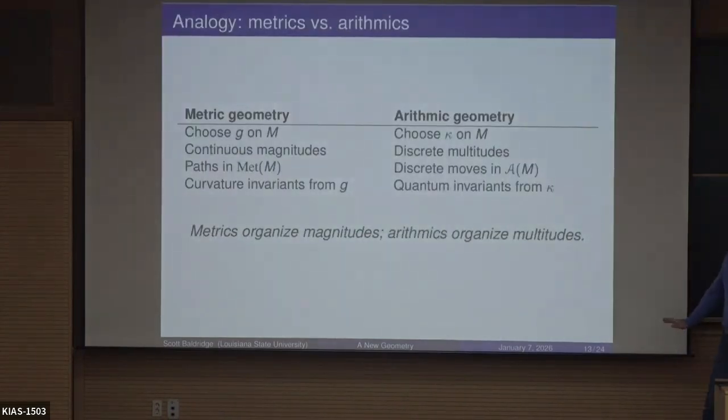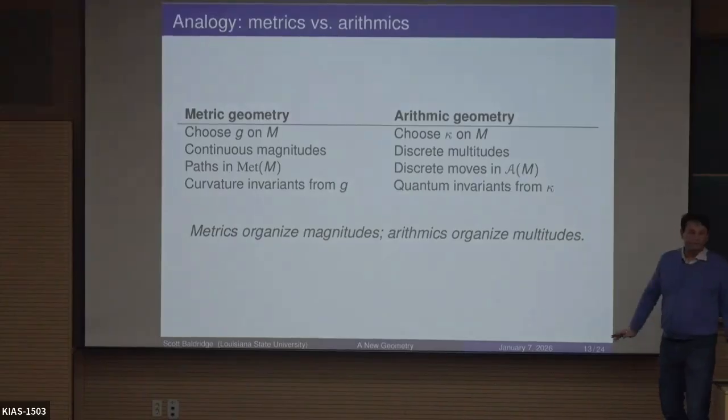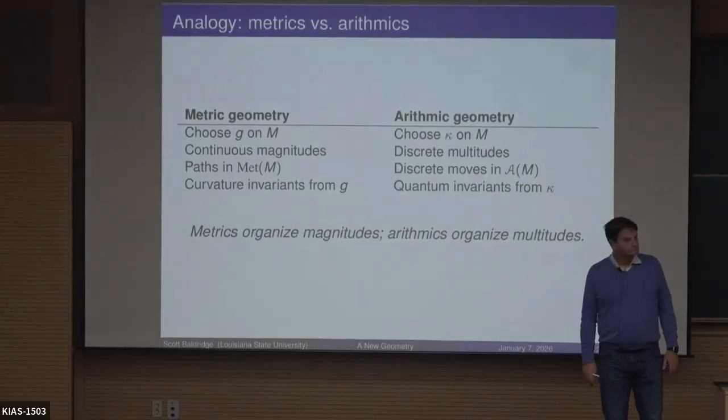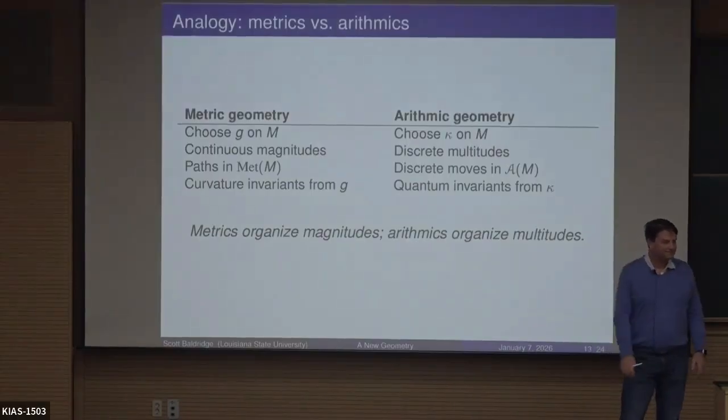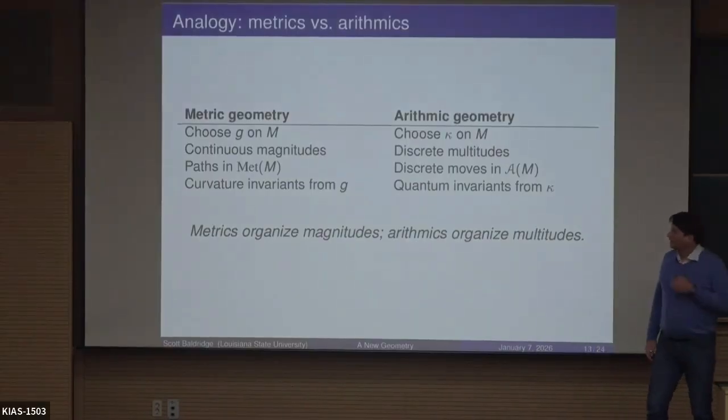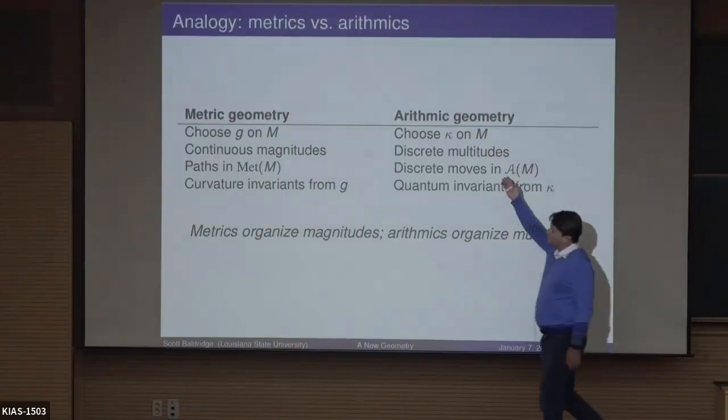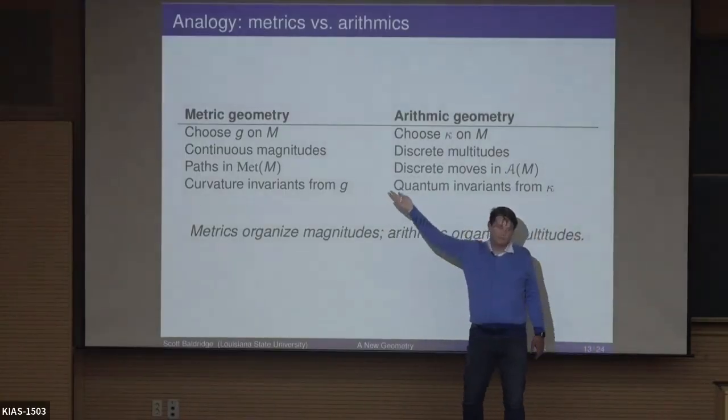So that's my observation. That's it. That's the observation. Why don't we just look at this class instead? And it has lots of nice things that remind you of metrics. So if you choose kappa on M, that's like choosing g on M.